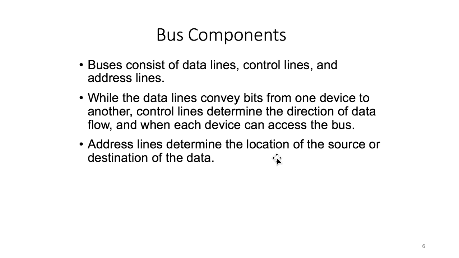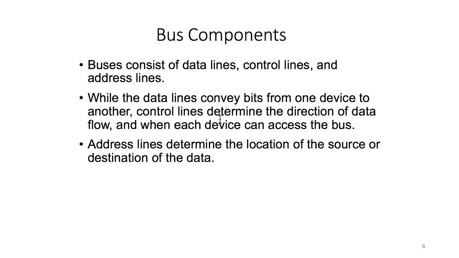So the main components of the bus consist of a data line, control line, and an address line. The data line basically conveys the bits from one device to another device, while the control line determines the direction of the data flow. For example, data may be transferred from the CPU to the memory, or maybe from the memory to the CPU. The control line also determines when each device can access the bus. And the address line will determine the location of the source or the destination of the data.